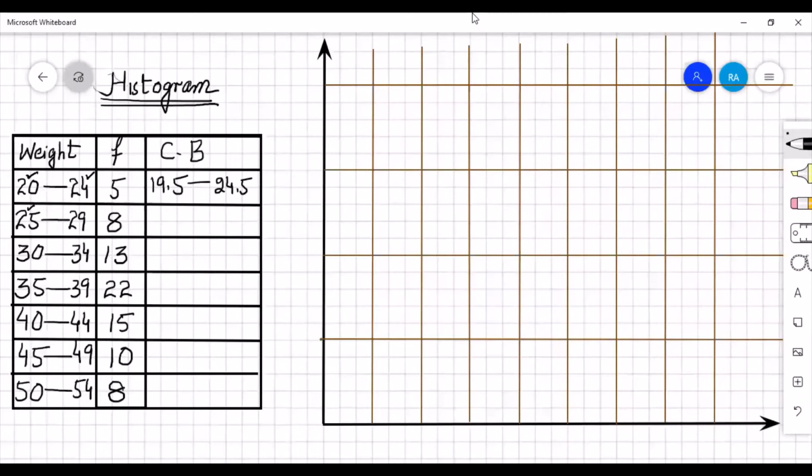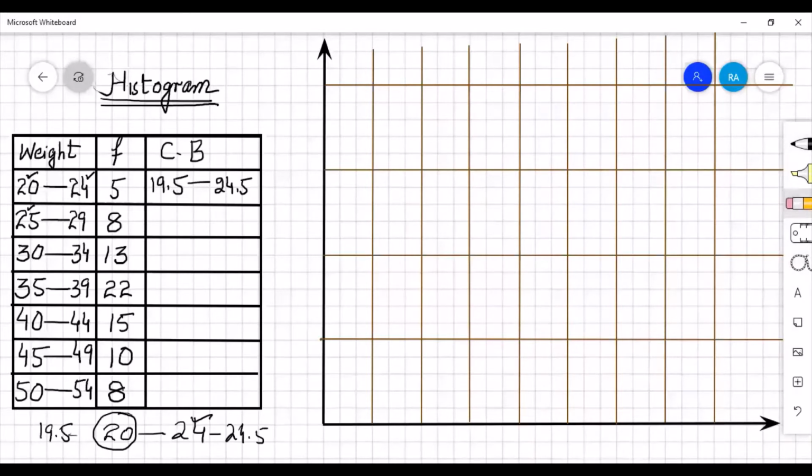I am going to explain the above example. The first group that is given is 20 to 24. So we subtract 0.5 from 20, we have 19.5, and we add 0.5 to this 24 and we have 24.5. So this is the way to calculate the class boundaries from the given class limits, which are given in the form of weight.